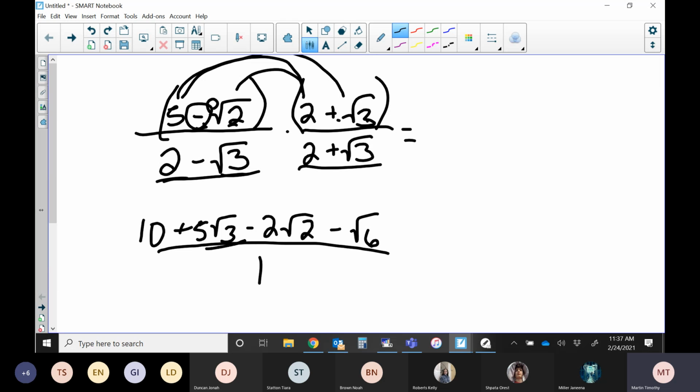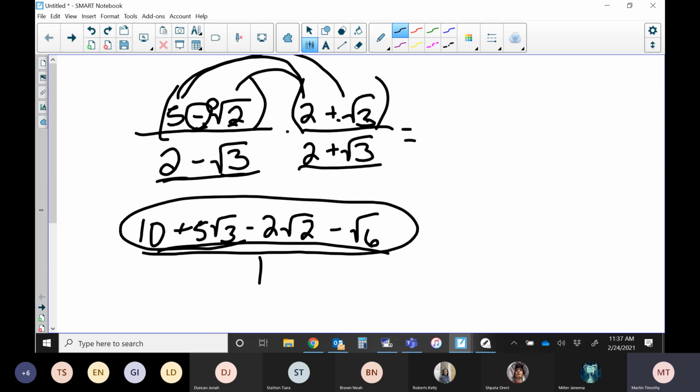That's the answer. None of that stuff can simplify any farther. None of that stuff can combine. This is square roots of 3. They don't combine with square roots of 2, which don't combine with square roots of 6. So nothing combines in there. That would be my final answer for that question. Questions?